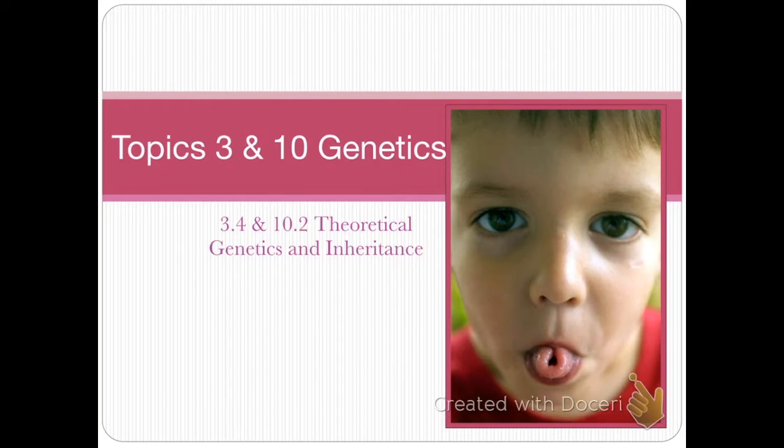We'll look at how he did some of his methods and how they contribute to modern inheritance knowledge. It was kind of a lucky mistake for him because he unknowingly chose characteristics that are controlled by single genes in the pea plant. And so it made his job a little bit easier, a little bit less confusing, when he was determining how inheritance worked.